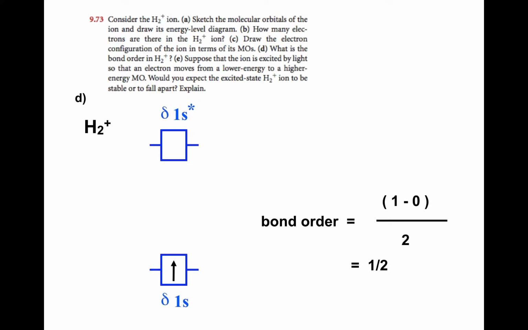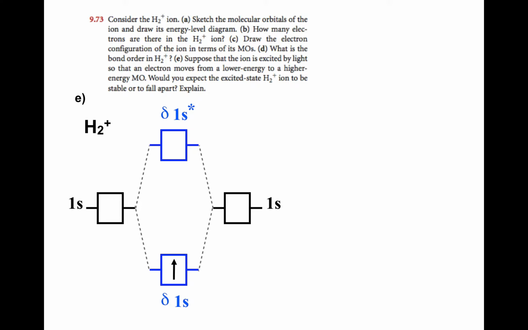All right, so here we are with our lowest energy possible, right? Suppose the electron is excited by light, all right? So if the electron moves from a lower energy to a higher energy molecular orbital, what would you expect the excited state of the H2 plus ion to be? Will it be stable or fall apart?